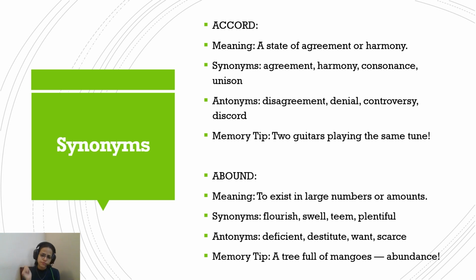Accord. Accord is also a legal, political word. It means an agreement, sort of. The synonyms would be agreement, harmony, consonance, unison. Unison is from the word unity. Uni means one, so unison, unity, united, meaning they're getting closer and becoming one. They're coming to an agreement and becoming one. Antonyms would be disagreement, denial, controversy, discord.